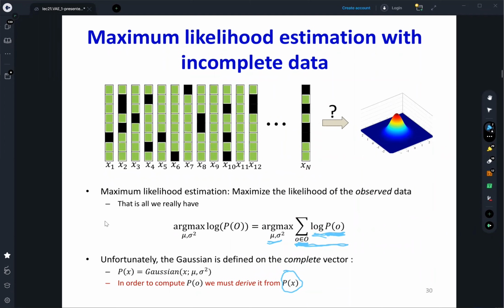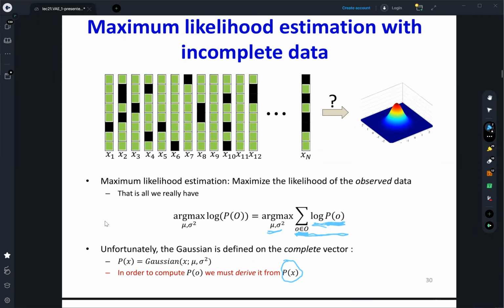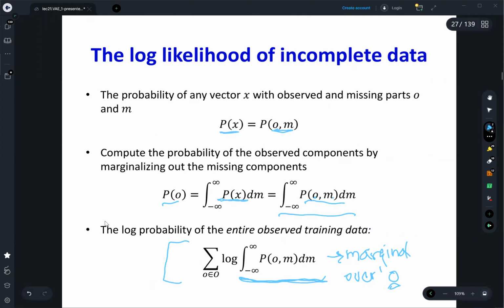Okay. And so to answer your question, I'm saying that complete data X is going to be the union of the observed and missing components. Anytime you have P of xy, you can get P of x by integrating out y, right? So we are integrating out the missing components to get P of O. Did that answer your question, Arpit?